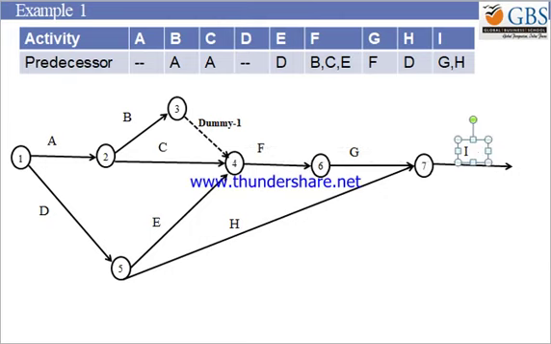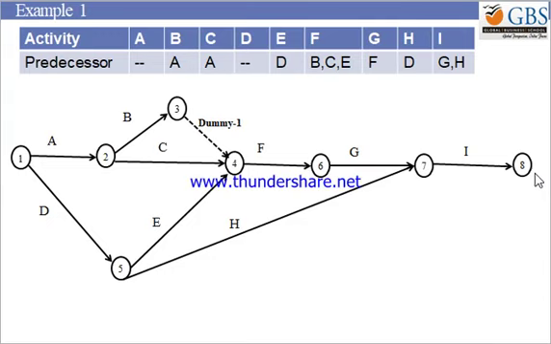So look at it. We have drawn everything from activity A to activity I with all the predecessors. B's predecessor is A. C's predecessor is A. D doesn't have any predecessor. E's predecessor is D. F has predecessors E, C and B, with a dummy node. G is preceded by F, and H's predecessor is D. I has predecessors G and H. So this is complete: 1 is the start, 8 is the end.